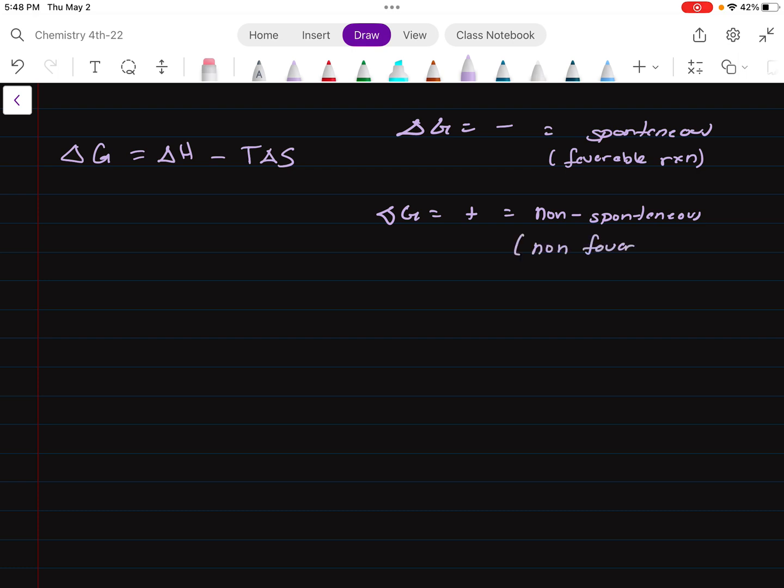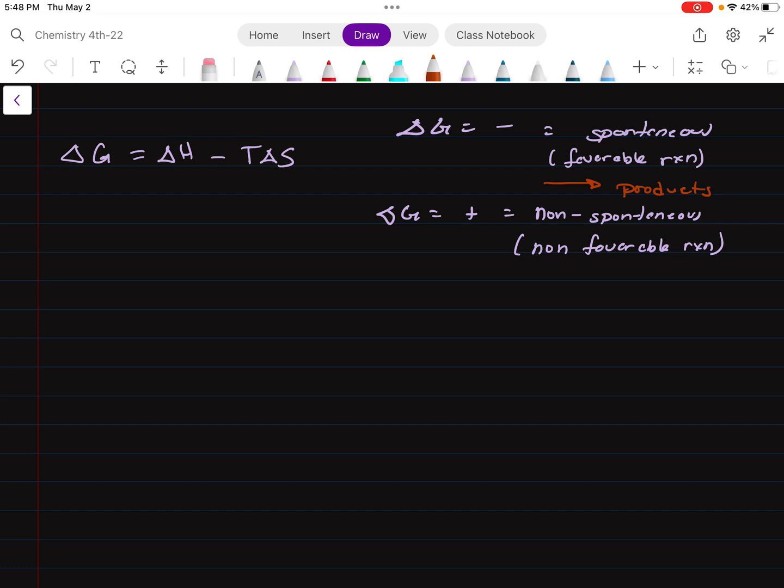So I wanted to make sure that I included these in your notes because this is the language that they're going to use on the exam. They're not going to use spontaneous or non-spontaneous, or they may, but they're also going to use favorable and non-favorable, okay? Now, if a reaction is favorable or spontaneous, right, then this reaction is going to favor the products. So this is going to go toward the products, right? Because remember, a spontaneous reaction is going to be a reaction that moves forward to completion without outside influence. So this is going to favor the products.